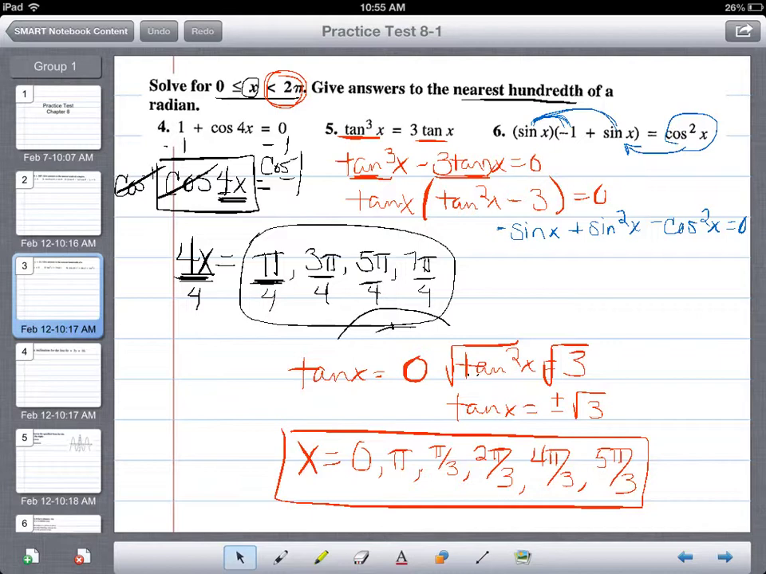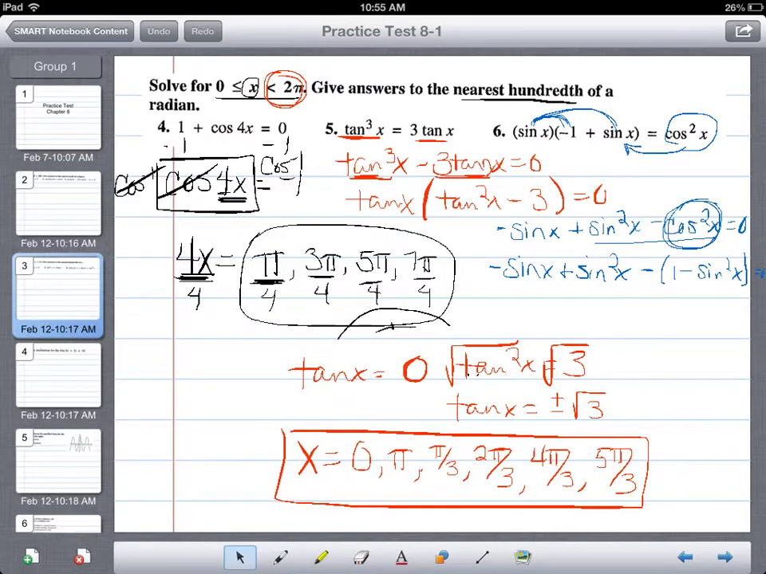Now what I want to do is take a look at my identities to see if there's any way I can simplify this. Well, I thought I could take sine squared and cosine squared and they would add up to 1, but that's the problem. They're actually being subtracted and not added together. So that's not going to work using the Pythagorean identity that way, but maybe what I could do is rewrite cosine squared in terms of sine. So I'll have negative sine x plus sine squared x, and then minus, and then I'll substitute for cosine squared using the Pythagorean identity, 1 minus sine squared.